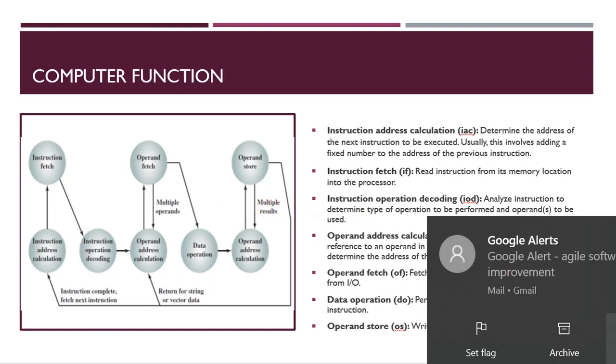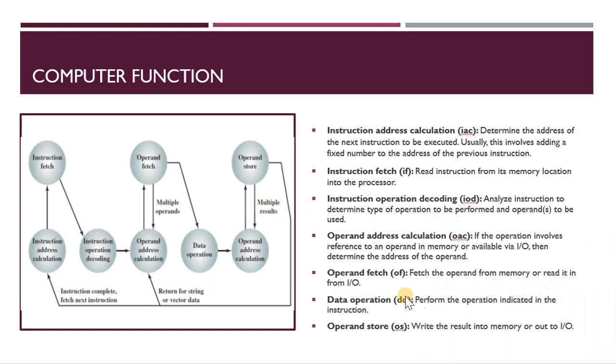For the operand fetch, it fetches the operand from memory or reads it in from input-output. The next one is the data operation: perform the operation indicated in the instruction. Then the operand address calculation, which I have explained before. And the last state is the operand store. The role of this state is to write the results into memory or out to the input-output.